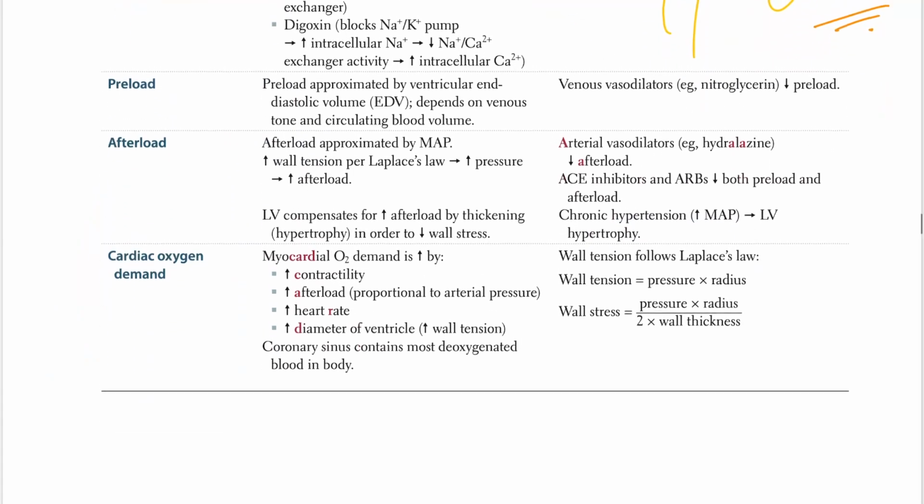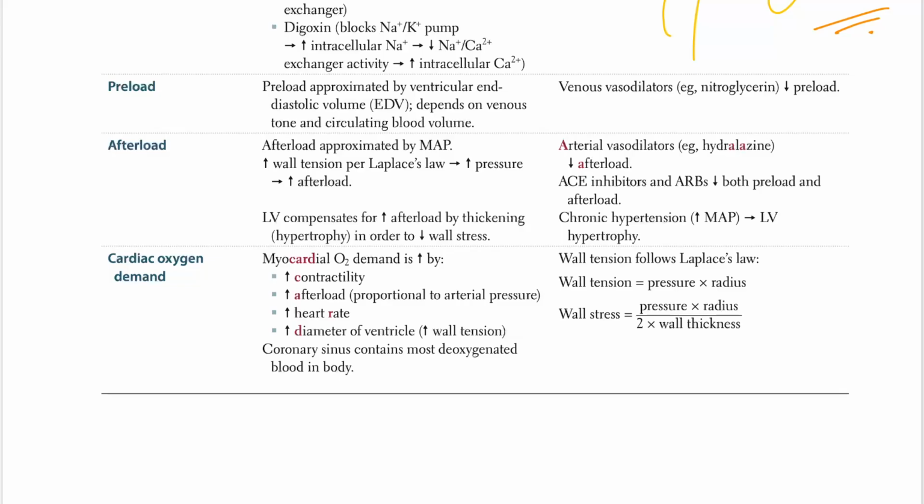All right, the last one here is the cardiac oxygen demand. Myocardial O2 demand is increased by increase in contractility. The more the heart works, the more ATP it requires, the more oxygen it needs. Simple. Increase in afterload: the more the pressure is outside the heart, the harder it is going to be for the heart to push the blood out of the left ventricle. So it would need more oxygen.